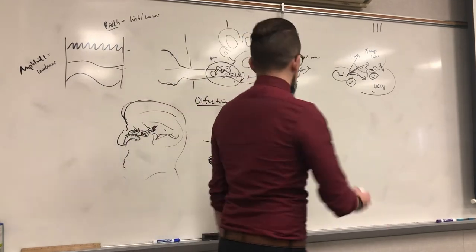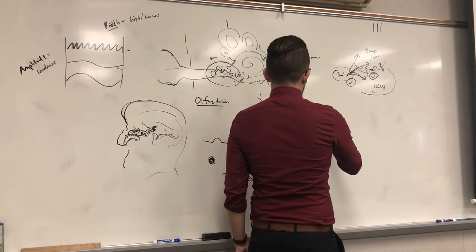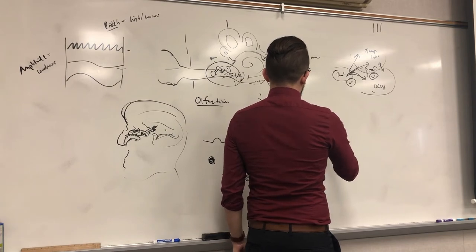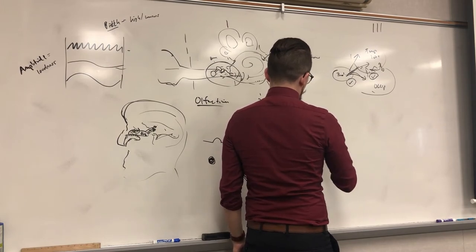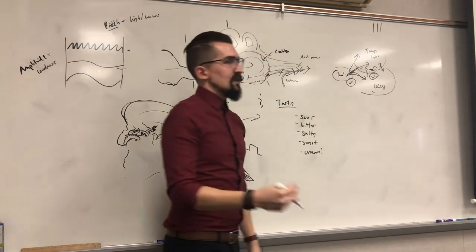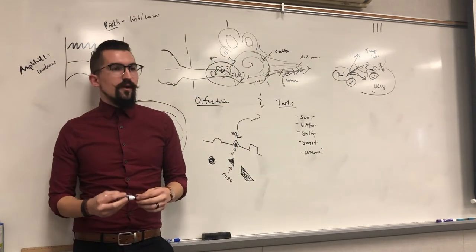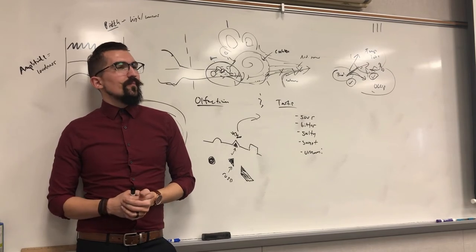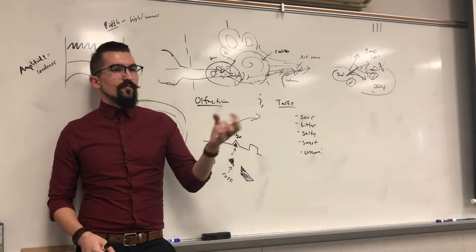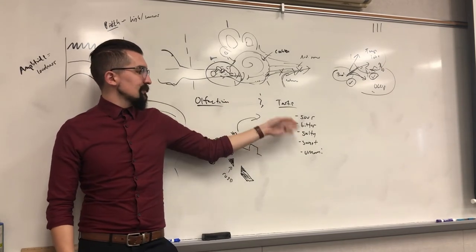So there's 5 kinds. There's receptors for sour, for bitter, for salty, for sweet, and the one nobody ever gets, umami. That one is like an earthy flavor. Like if you have sprouts or something that's very green, that's the kind of umami flavor that goes along with it. Most people know the other 4, though.